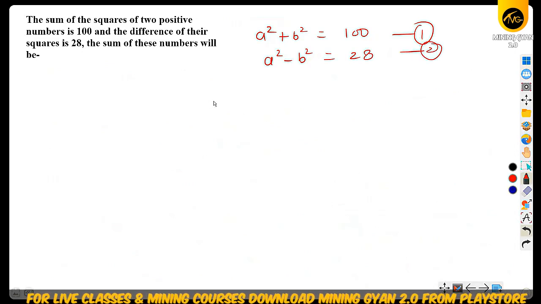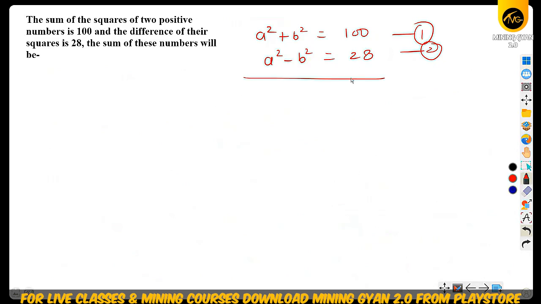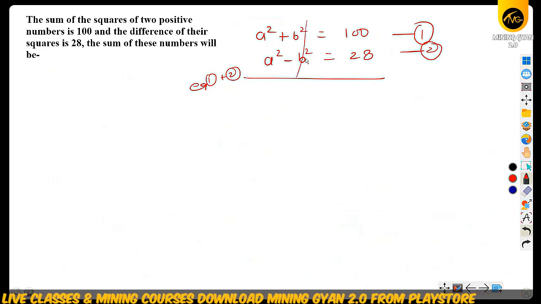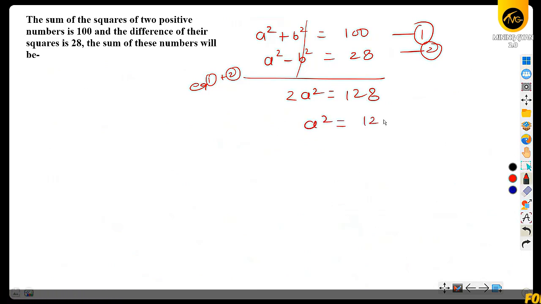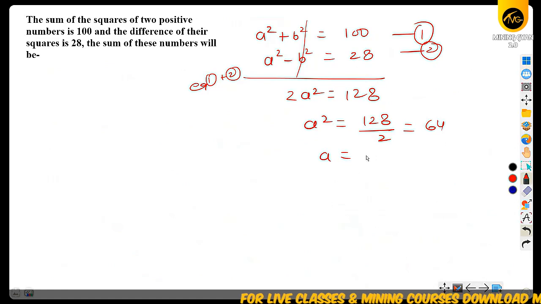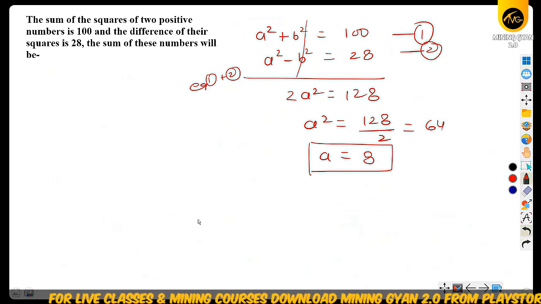Now just add equation number 1 and equation number 2. Equation 1 plus equation 2. So b square and minus b square will be cancelled. Now we have 2a square is equal to 128. So a square is equal to 128 divided by 2, that means 64. Correct. So a is equal to square root of 64, that means 8. Value of a is 8.